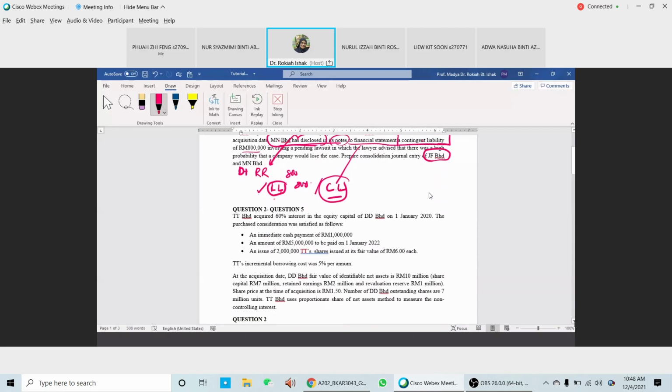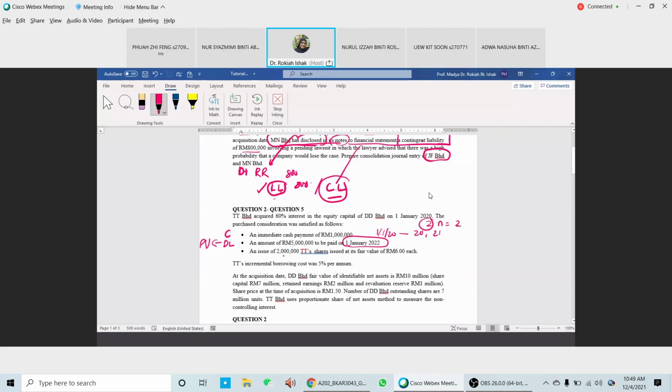For the second question, question 2 and question 5, we're going to use the same information that we have here. TT acquired 60% interest in DD on 1st of January. The purchase consideration is cash of 1 million and a deferred liability of 5 million. Once you have a deferred liability, you need to calculate the present value because it's going to be paid on 1st of January 2022. Now it's January 2020, so it is 2 years. Your N will be 2.